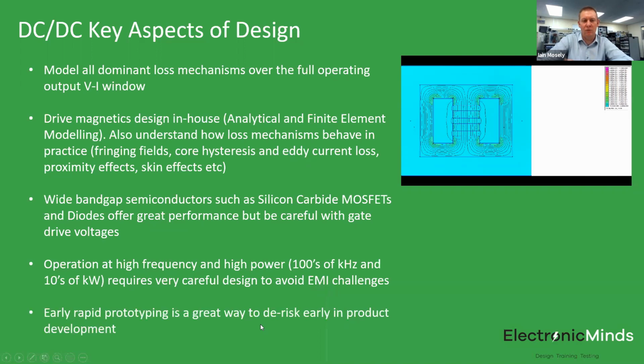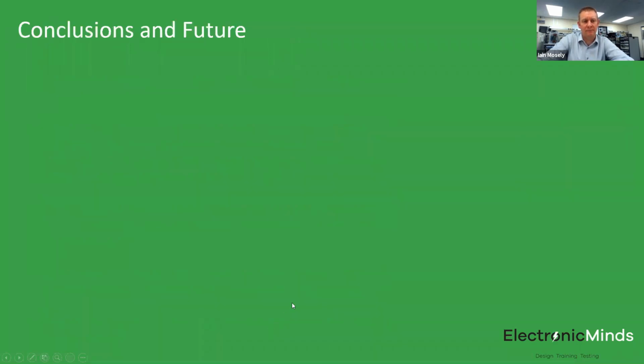A great way for all of these things to de-risk early is to do rapid prototyping, and that's what we do to prove out new converters. You need to try and get something running on the bench as early as you can. Then you understand what the major problems are, and you can start focusing on the key issues. So early prototyping is a fantastic way to de-risk projects.